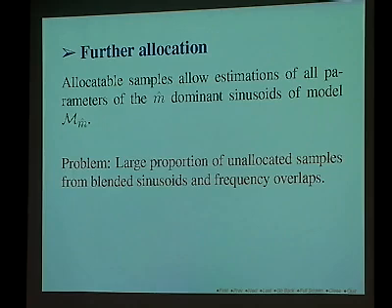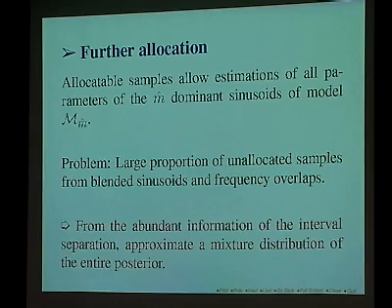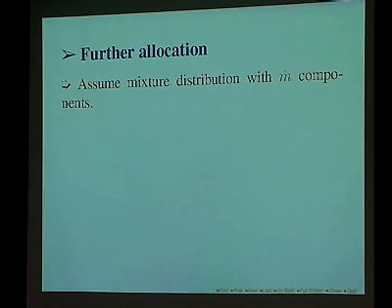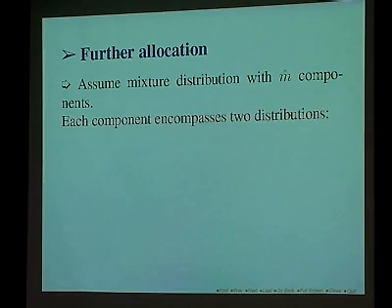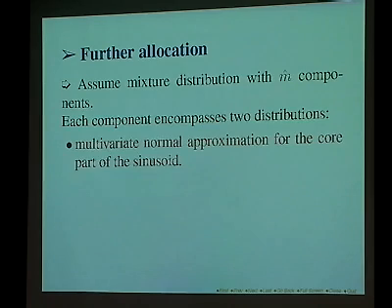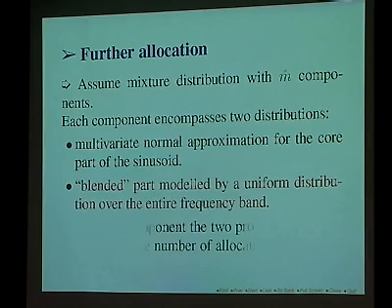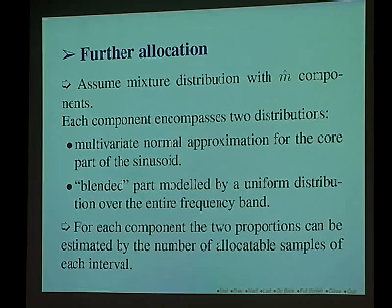The problems are the blended sinusoids, which consist of more than just one sinusoid. So I'm using a mixture distribution, though it's not a mixture normal because of the blended sinusoid. What I was using is a mixture of a normal distribution and a uniform distribution. The normal distribution approximates the core part of the sinusoid, the actual samples that belong to a sinusoid, and the blended part is modeled by a uniform distribution. I have these two proportions, and I can estimate all of these from the given separation. In the end I have this approximated distribution, and then I can allocate in a final step.